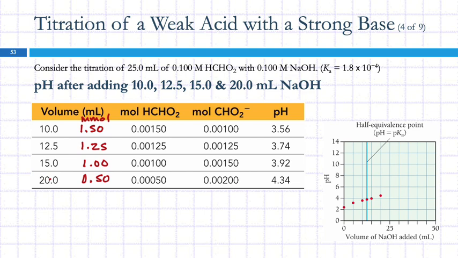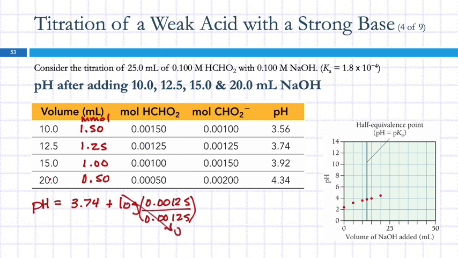So let's just do this real quick here for the 12 and a half. The pH is going to be that 3.74, whatever it was, plus the log of the base divided by acid. The acid and base concentrations, amounts, are equal, and so that's 0. The pH is equal to the pKa. We're just looking at this one. So that's a shortcut.